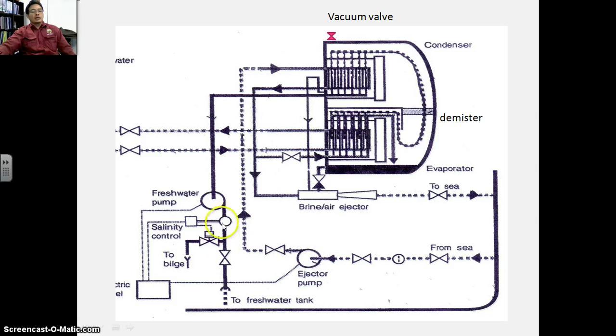On the way to the freshwater tank, the freshwater is sensed by the salinity sensor. If the salinity of the freshwater is high, the final valve opens to dump the water to the bilges, and the valve to the tank is closed.